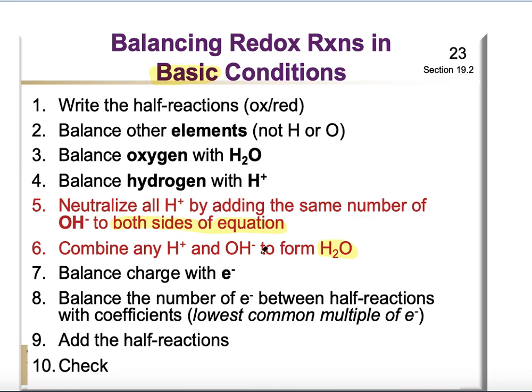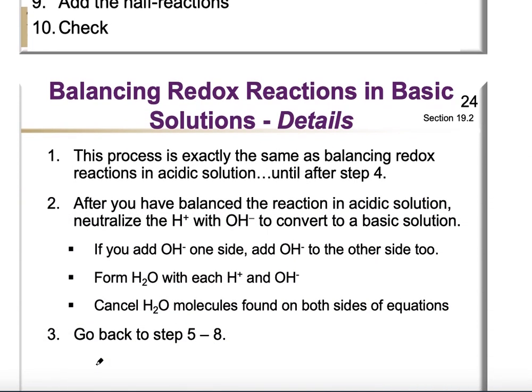So basically what we're doing is that we're neutralizing any acid to make it into water, and instead we're going to have leftover hydroxides on the opposite side. Those hydroxides indicate that we are balancing the reaction under basic conditions. After that, we go back to the normal steps or balancing the charges with electrons, and finally multiplying the half reactions with a coefficient as needed to have the same number of electrons on both, and finally adding those two half reactions and checking. All right, let's go ahead and give it a try.